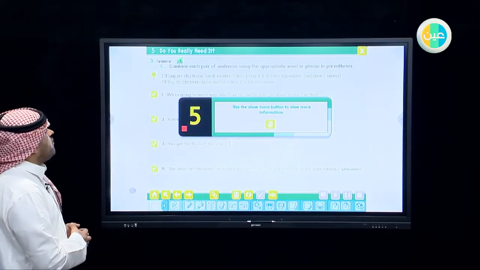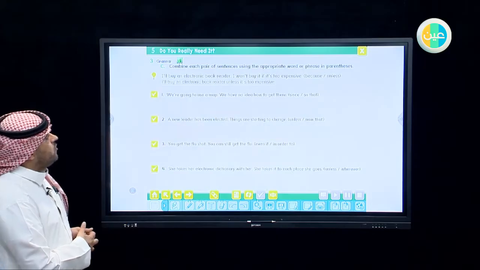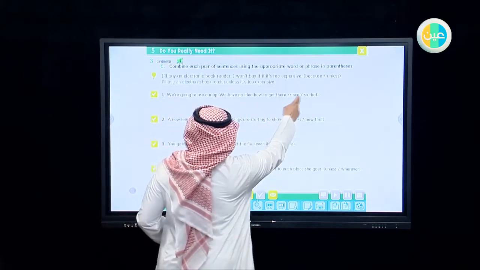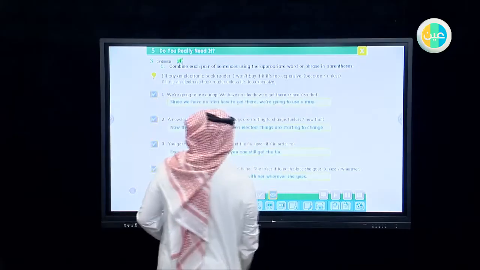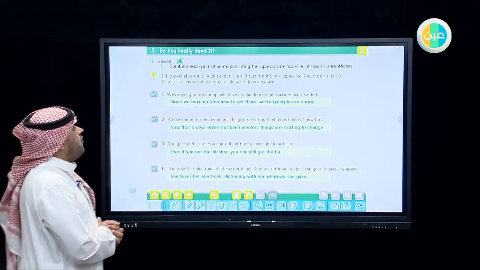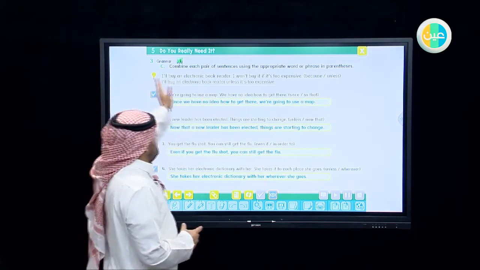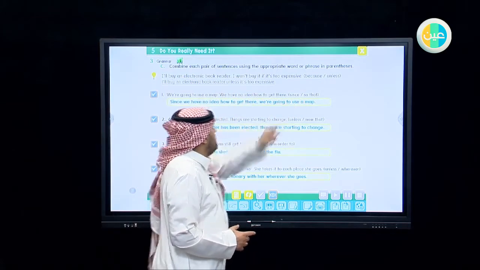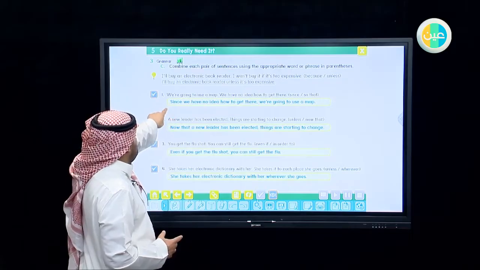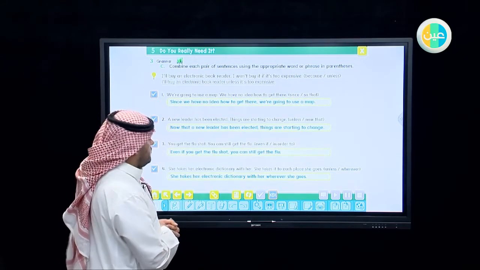Okay, number 3, combine each pair of sentences using the appropriate word or phrase in parentheses. Here, you can use one of these. Okay, let's get the answer. We are going to use a map. We have no idea how to get there. So we have two sentences, and we need to make them one sentence using one of these. Here it is more suitable to use "since." You cannot use "so that" here. Since we have no idea how to get there, we are going to use a map.